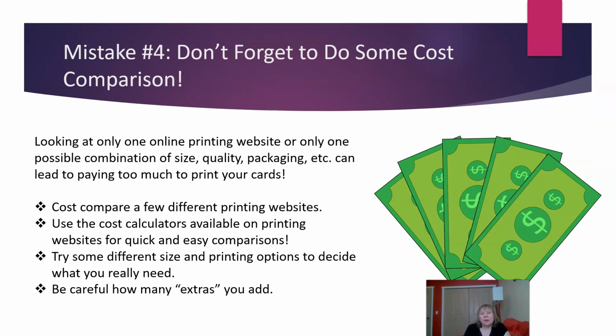And also don't forget to do some cost comparison. A lot of times there'll be an online company that has one type of pricing, and then another one that has a very similar quality, but they have a different type of pricing. So I would cost compare on a few different of these sites, use the cost calculators available, and try different size and printing options. And as I mentioned, be careful on how many extras you add. A lot of great sites like Make Playing Cards, for example, makeplayingcards.com, will have a cost calculator on there, and you can just try out different variations of what they have available and see what the cost will be.